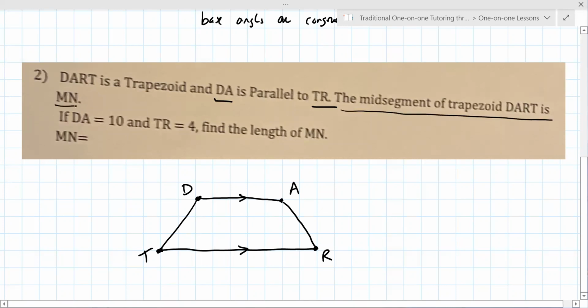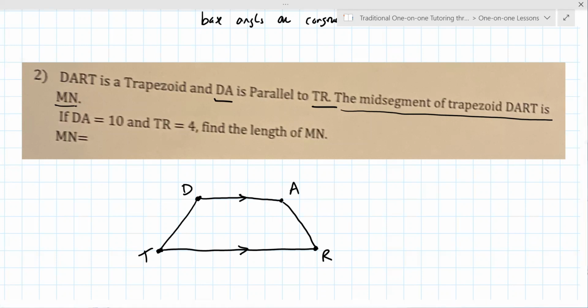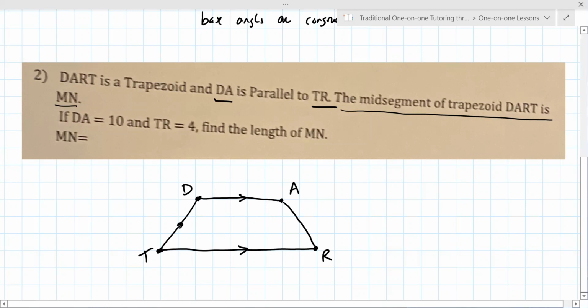All right, now the next sentence says the midsegment of trapezoid DART is MN. Do you remember what a midsegment is? A midsegment connects the midpoint of DT to the midpoint of AR. So this is the midsegment here. The midsegment goes through the midpoint.